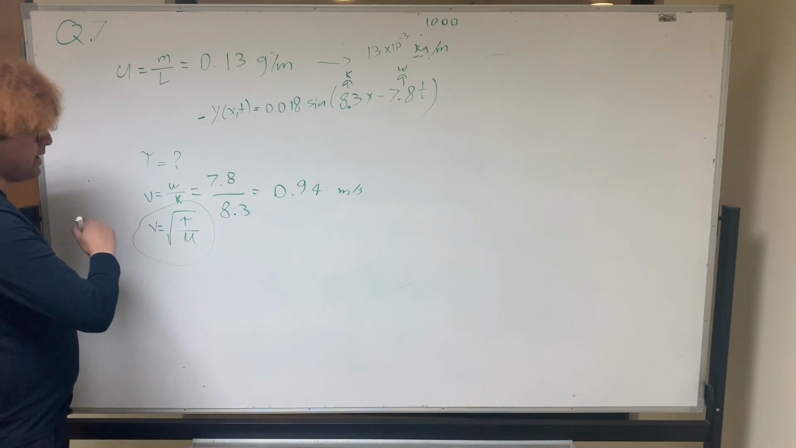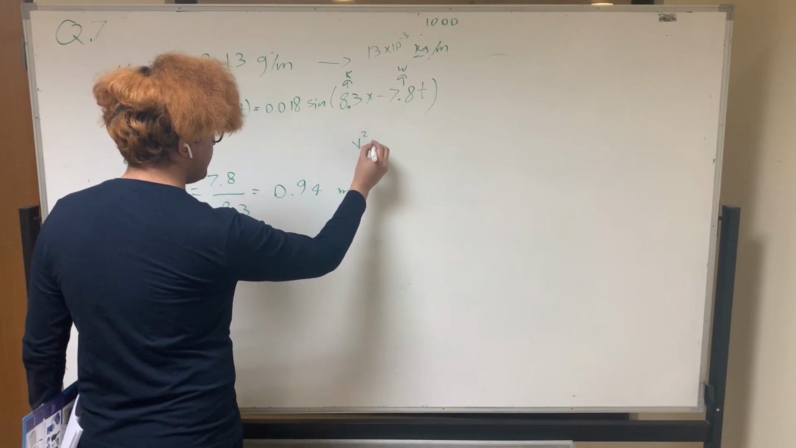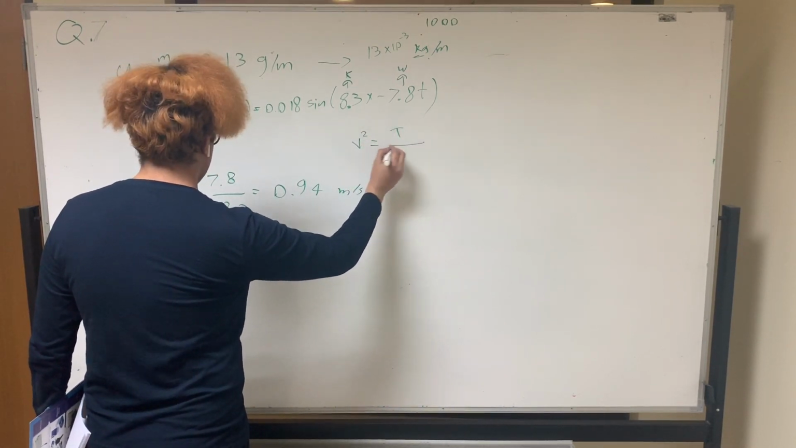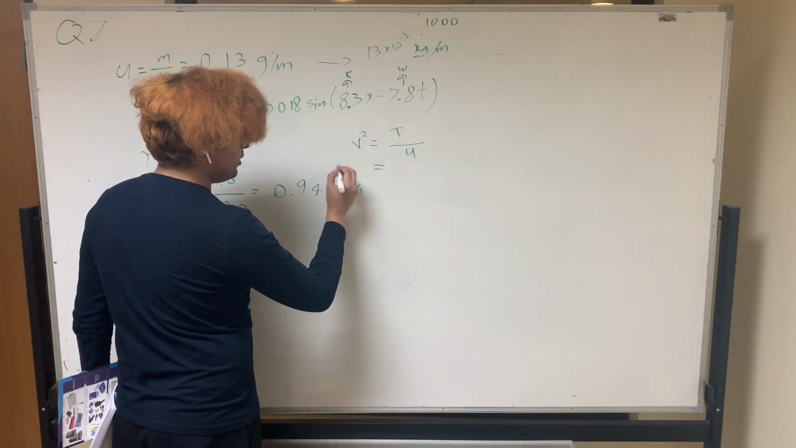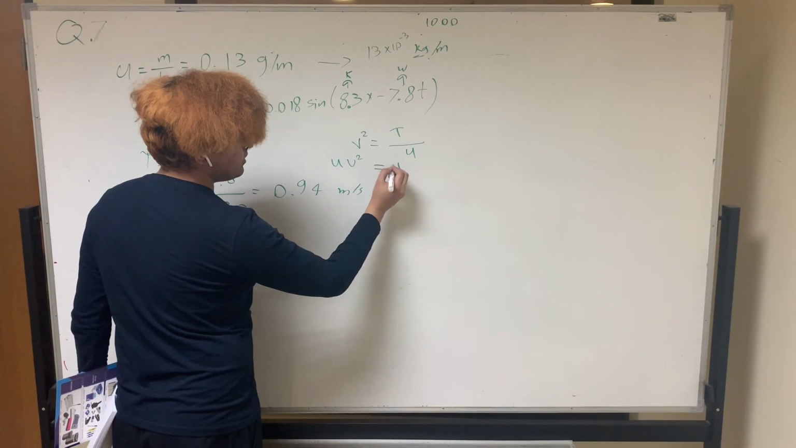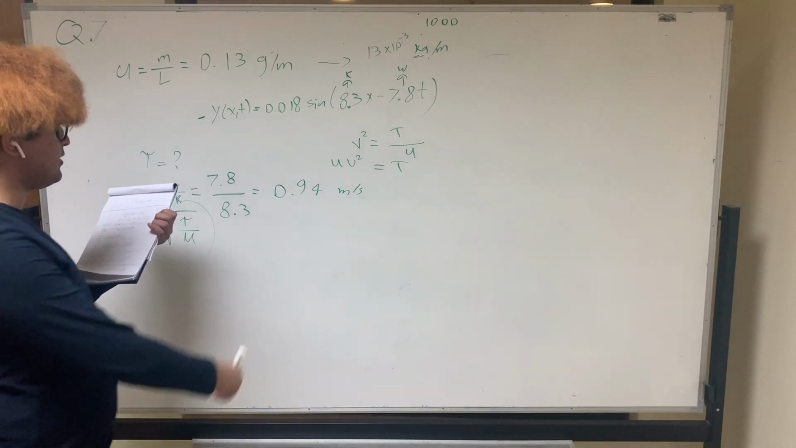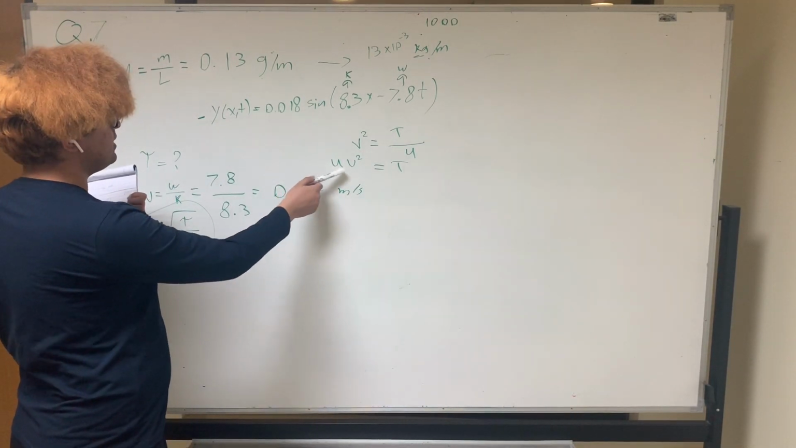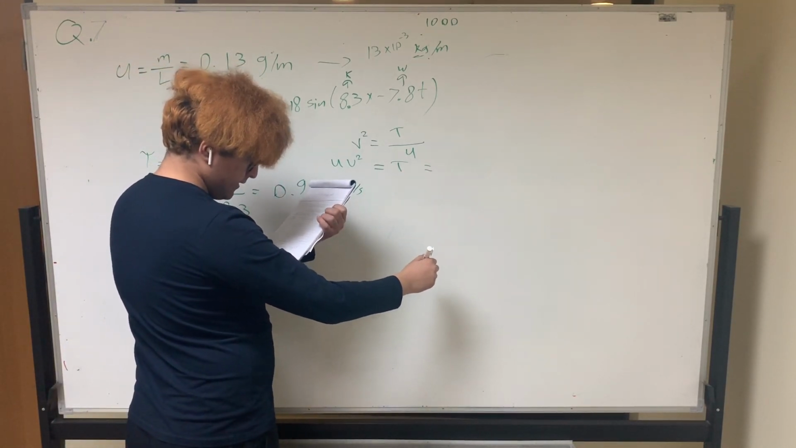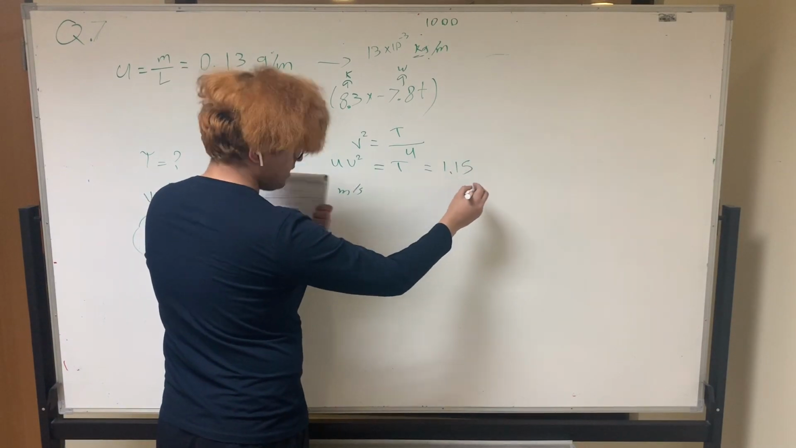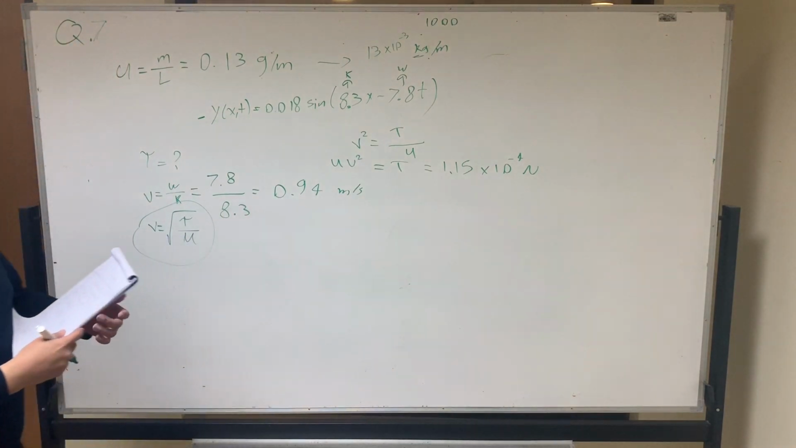Okay, so now we have the velocity, and this equation is the equation that will be used to find the tension. If you square both sides here, you'll get v squared is equal to the tension over mu. Then multiply both sides by mu in order to isolate tension, or T. We already found v, and mu is given in the problem. Plug this into your calculator and you'll get 1.15 times 10 to the power -4 newtons. And that's it, that's your answer.